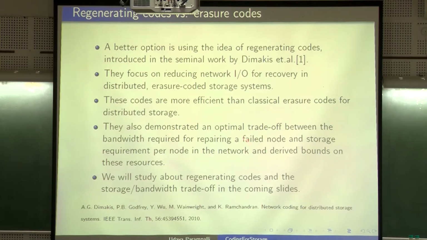So this type of trade-off means that if you try to optimize the storage per node, then the bandwidth has some amount, but of course you could minimize that also, but that's one aspect. Or if you want to minimize the bandwidth, then you may have to store more, alpha. That came up, and so that is probably the objective of today's talk. We will study regenerating codes and the storage-bandwidth trade-off in the coming time.